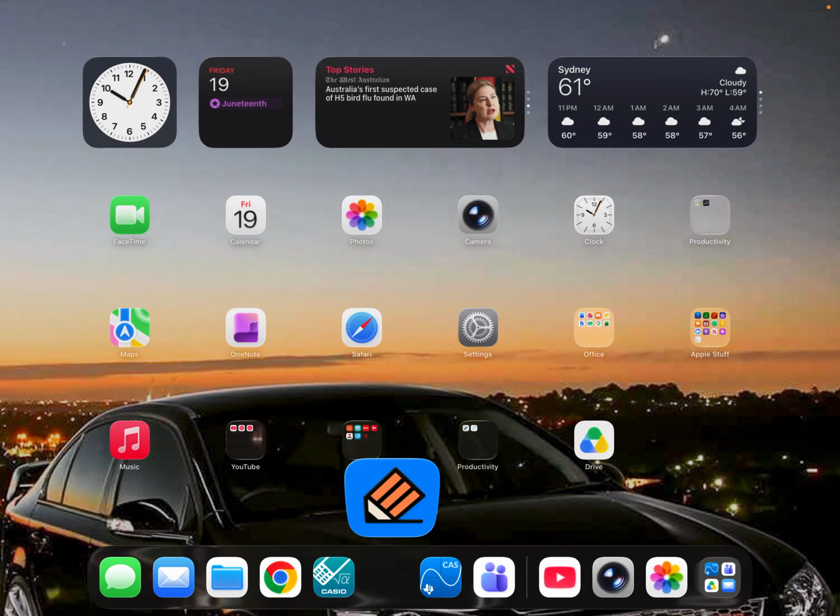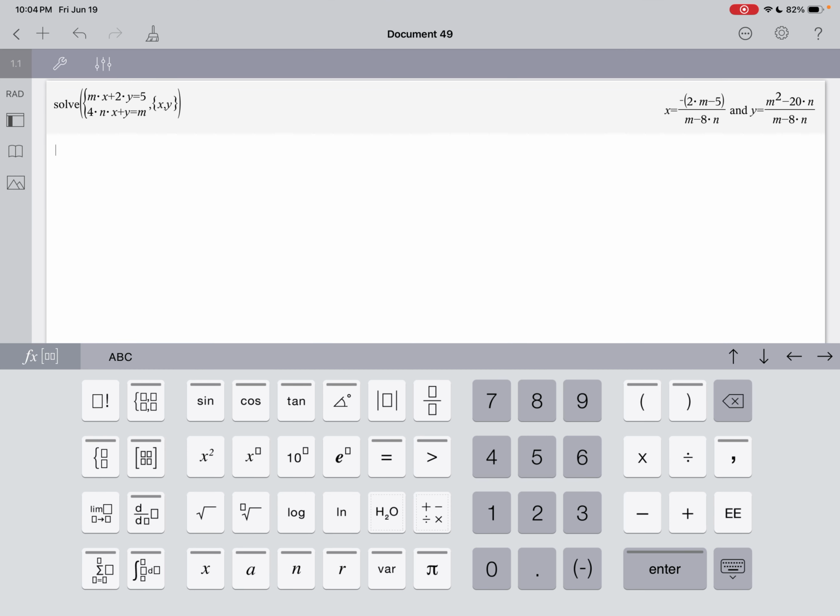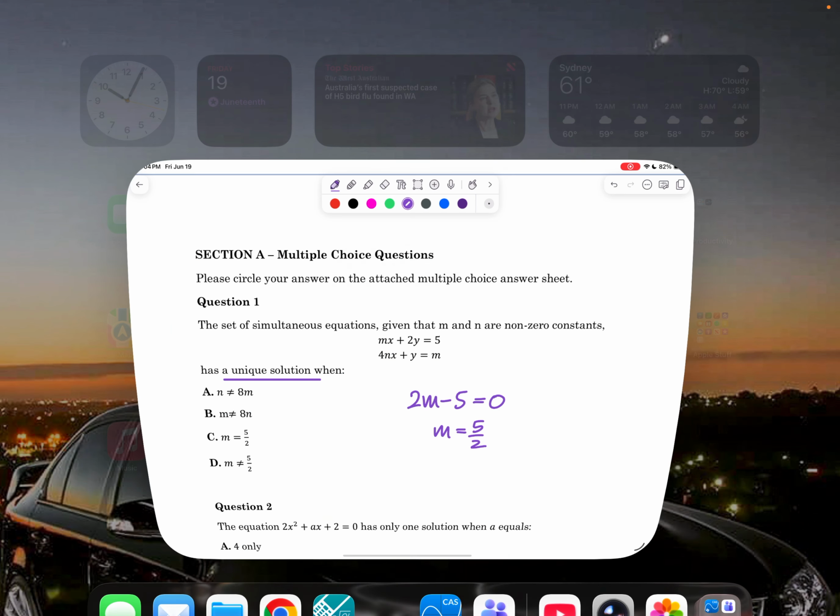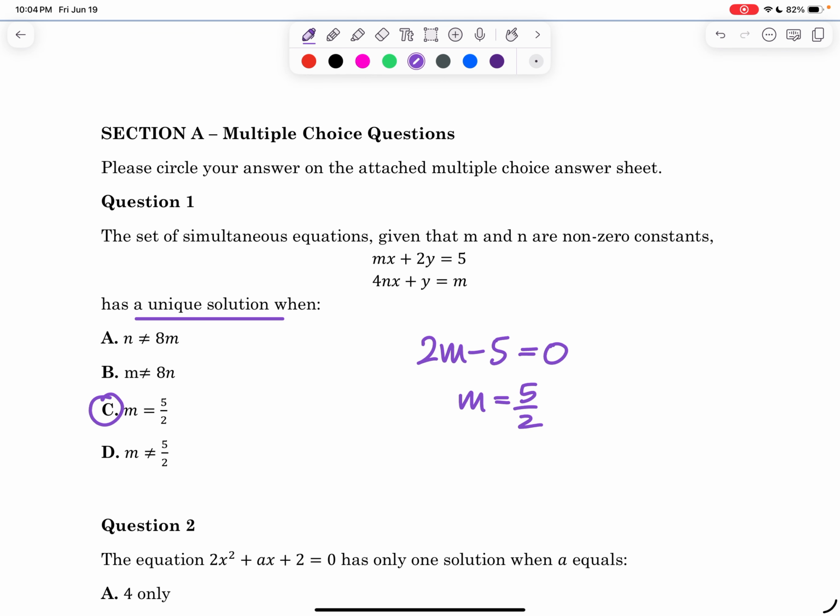n can't equal 8m. Well, we know n can't equal 8m, but that's not going to give you a unique solution. So it's m is 5 on 2.